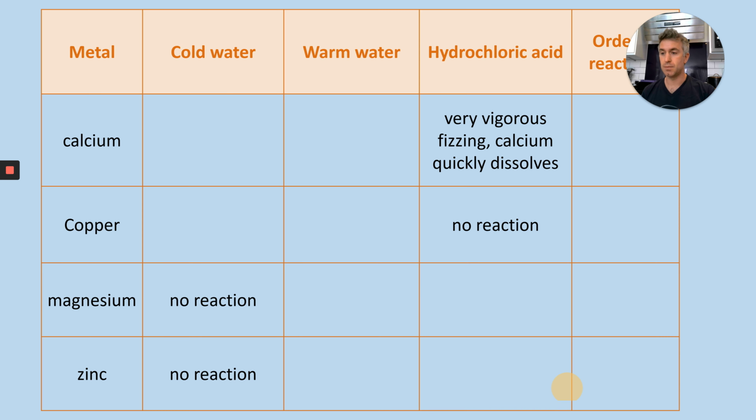Time to move on. The first thing you need to do is copy this down in your book, because we're going to fill this in. There are different ways to fill it in, but this is basically the main piece of work for today's lesson. So we're going to see what would happen if you mixed calcium with cold water, warm water, hydrochloric acid. Copper with also cold water, warm water, hydrochloric acid. Magnesium with cold water, warm water, hydrochloric acid. And then zinc, the same, cold, warm, and then hydrochloric acid. So pause the video, copy down the table into your book, and then when you're done, unpause.